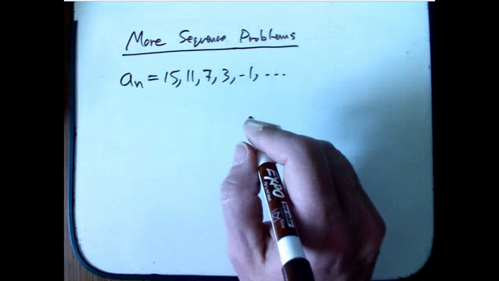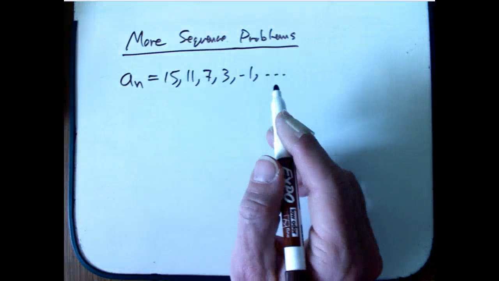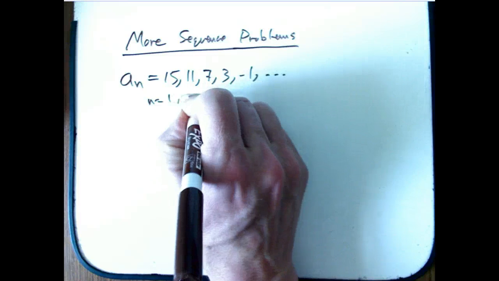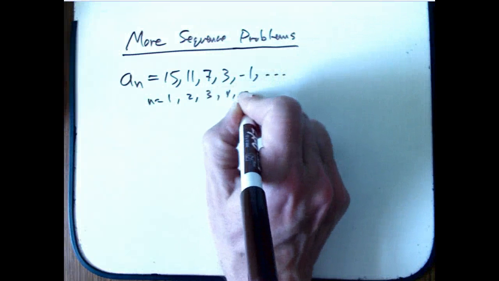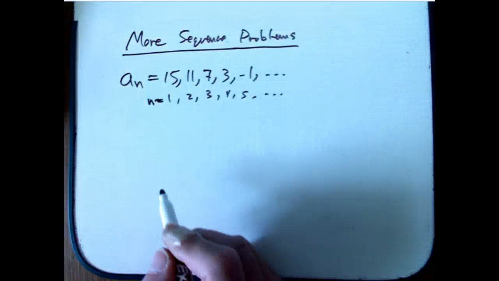And it's always a choice that we can make as to where to start the labeling of the sequence. That's an artificial label we impose on it, but most likely we are going to choose n equals 1, 2, 3, 4, 5, etc. Don't have to, but if you don't choose that, you should advertise it.